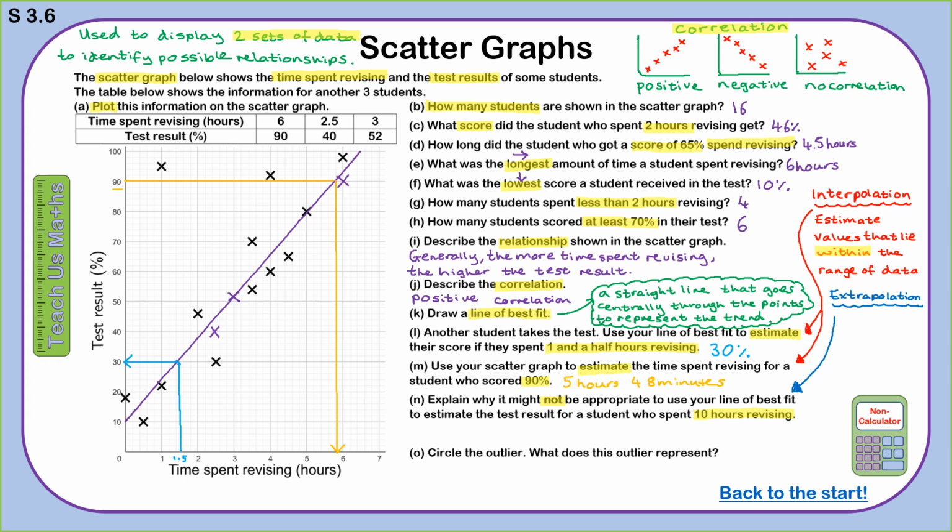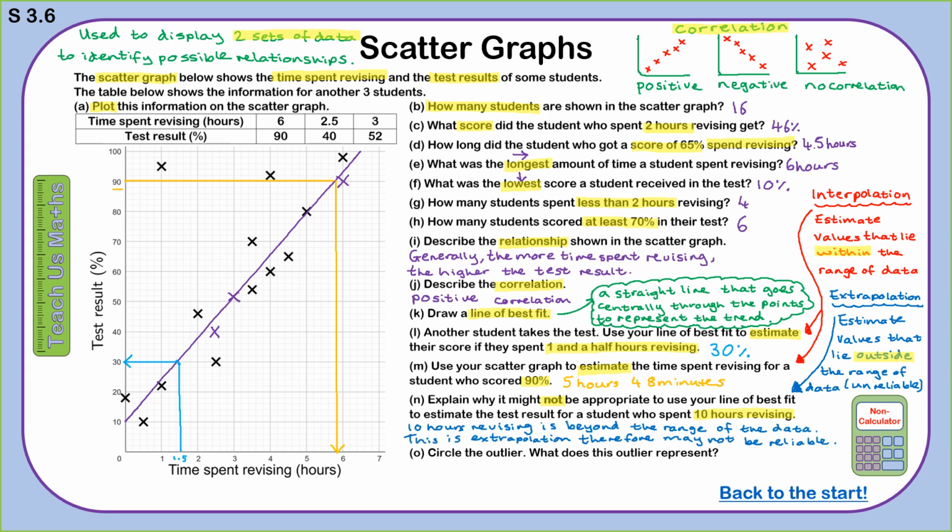So, to explain why it might not be appropriate to use your line of best fit to estimate the test result for a student who spent 10 hours revising, I would write the following. 10 hours revising is beyond the range of the data. This is extrapolation, therefore may not be reliable. Part O. Circle the outlier. What does this outlier represent?